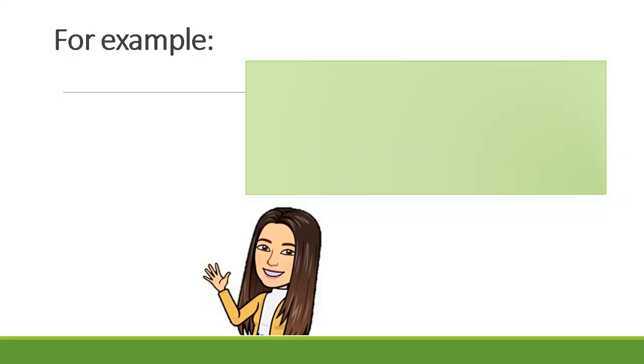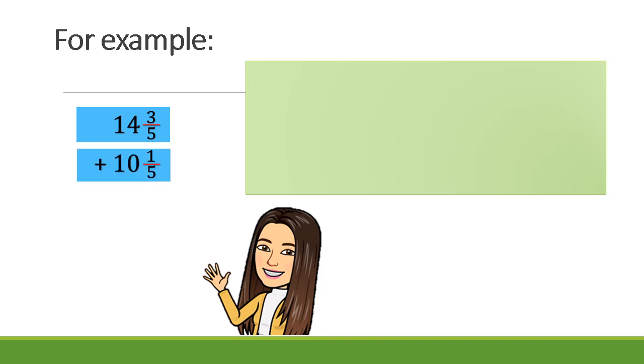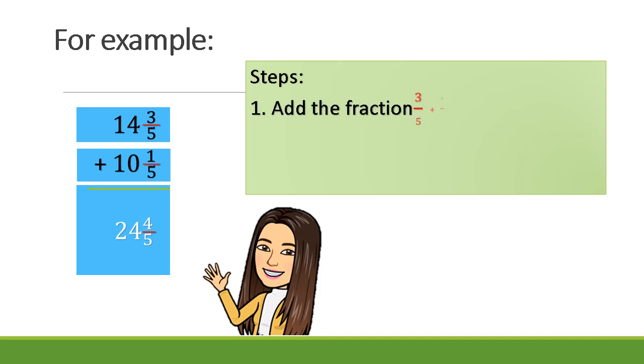For example, 14 and 3/5 plus 10 and 1/5. That is equal to 24 and 4/5. How did we get the answer? By following these steps. Step 1. We add the fractions 3/5 and 1/5. That is equal to 4/5.